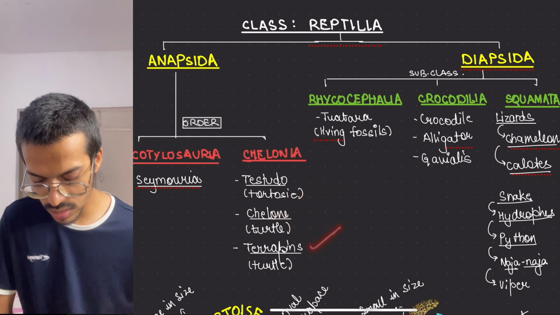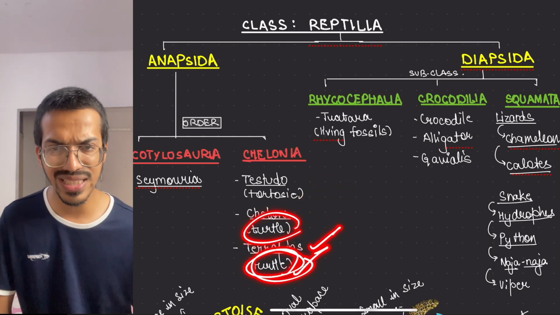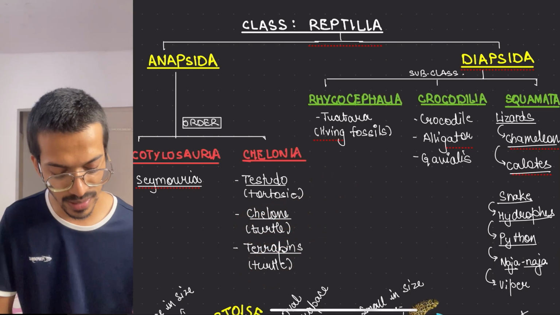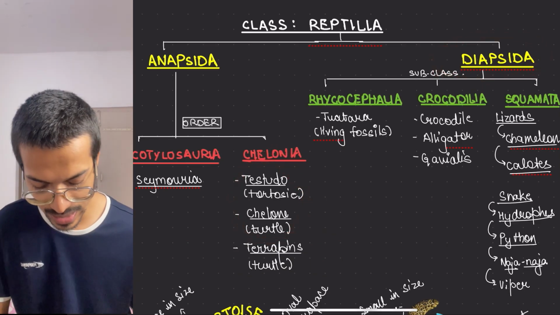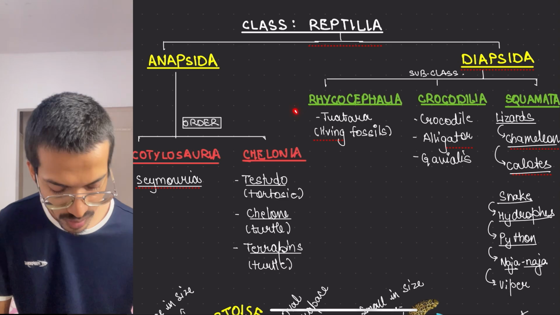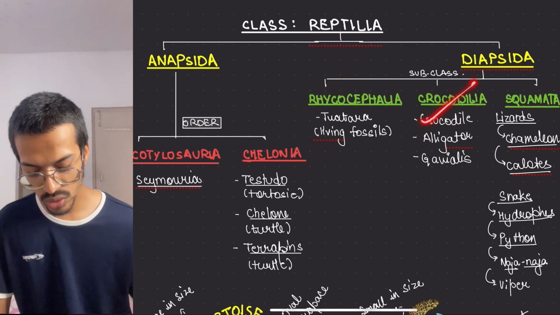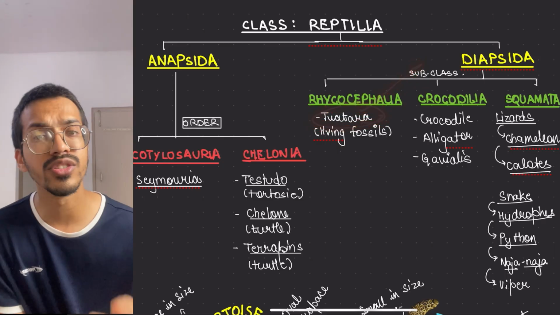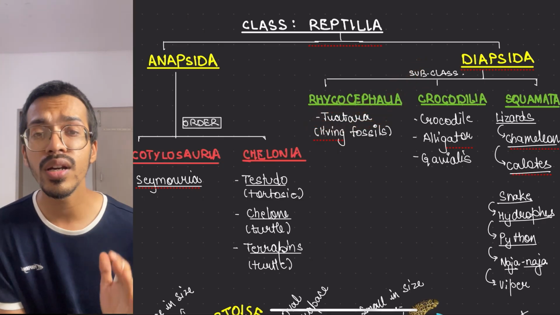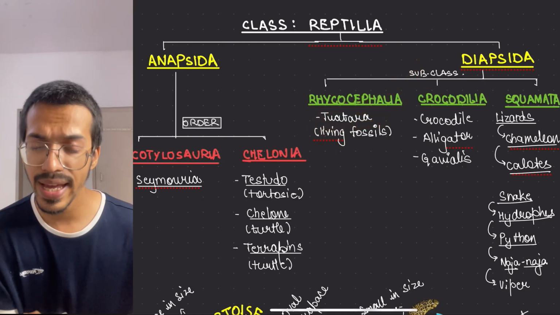This is the freshwater turtle. This is the marine turtle. That's why I've named, but these two are given in NCERT. Then Diapsida. Diapsida has three subclasses, that is Rhynchocephalia, Crocodilia and Squamata. Okay, then in this we have tuatara. Tuataras are the living fossils. You will learn about this word in your 12th class when we will be studying the evolution topic.